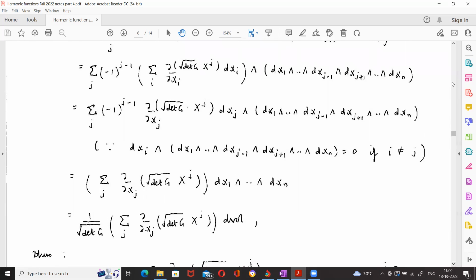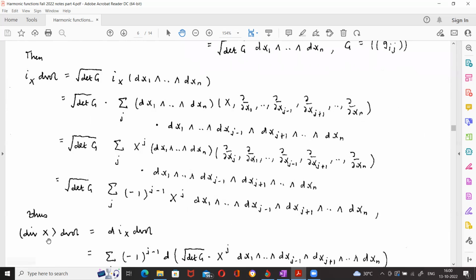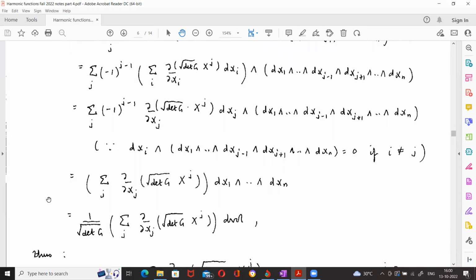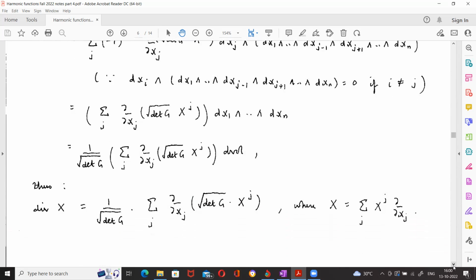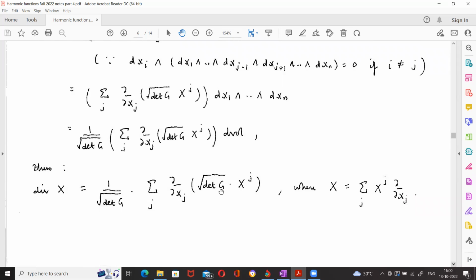Okay. So finally I've got div X dvol is equal to this function times dvol, and so therefore div X is equal to this function. So we get a first order differential operator. Is this all right? Okay.